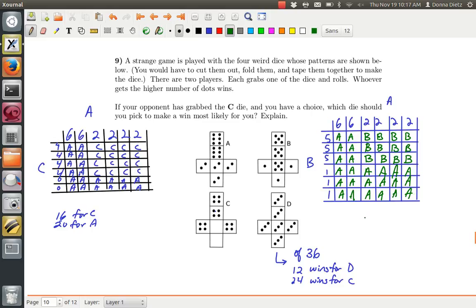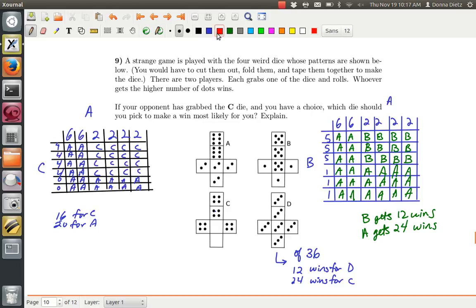Okay, so B wins. B gets 12 wins, and A gets the rest, right? 24 wins. Let's count that. There's 12 here and 12 here, so that's 24. All right, so the question was, which one should you roll?